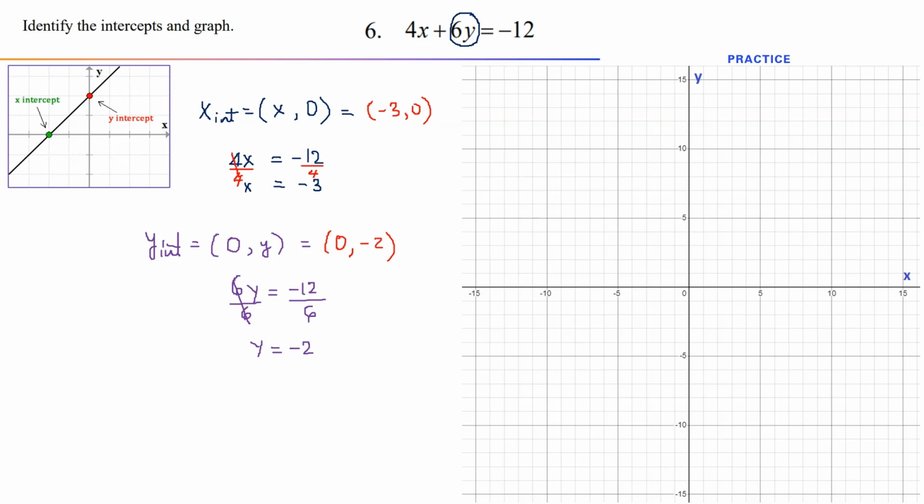Now we find the point on the graph. So it will be negative 3 right here. Then negative 2 right here. This is negative 3 comma 0. This is 0 comma negative 2. So we connect those points. It should be a straight line. Alright.